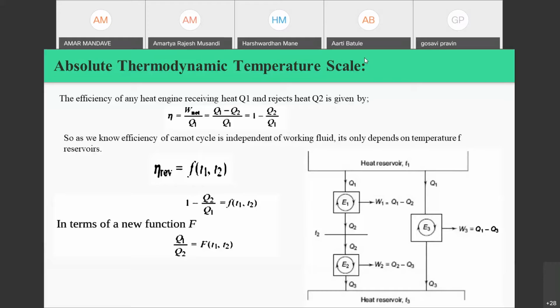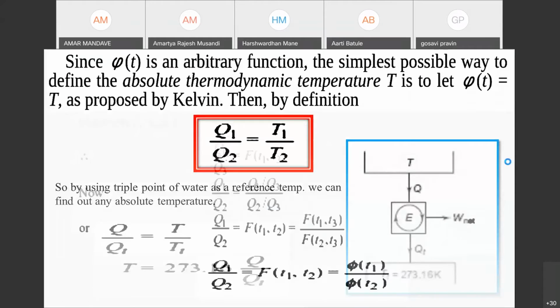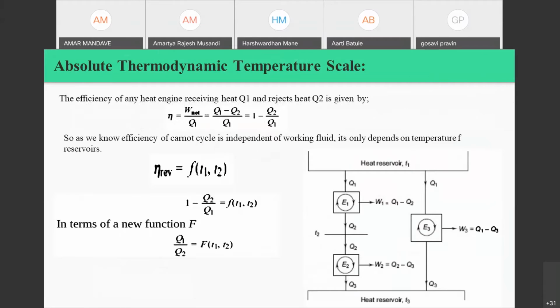Yes, okay. So yesterday we saw some basics of thermodynamics, which are very important related to these particular different concepts. So the first point we have to go through is the absolute thermodynamic temperature scale.